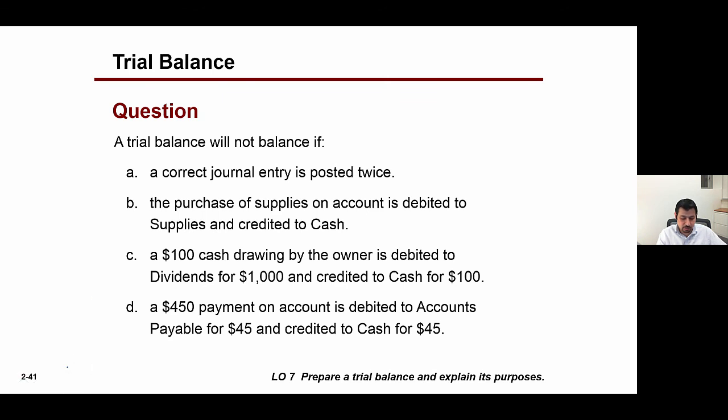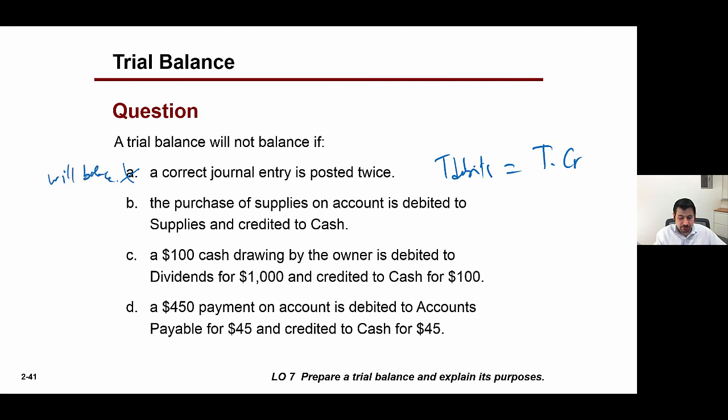Let's start with them one by one. The correct journal entry is posted twice. Still, in this case, we have total debits equal to total credits. So this is not the right answer. It will balance here.